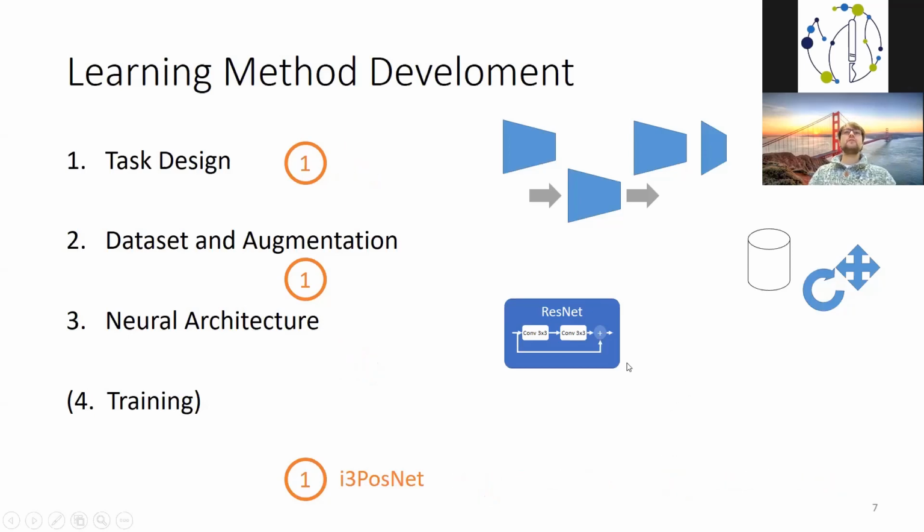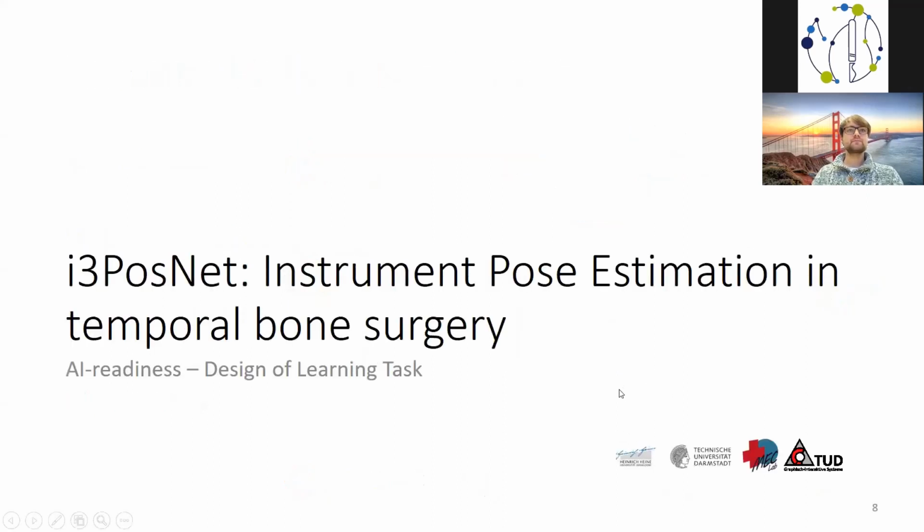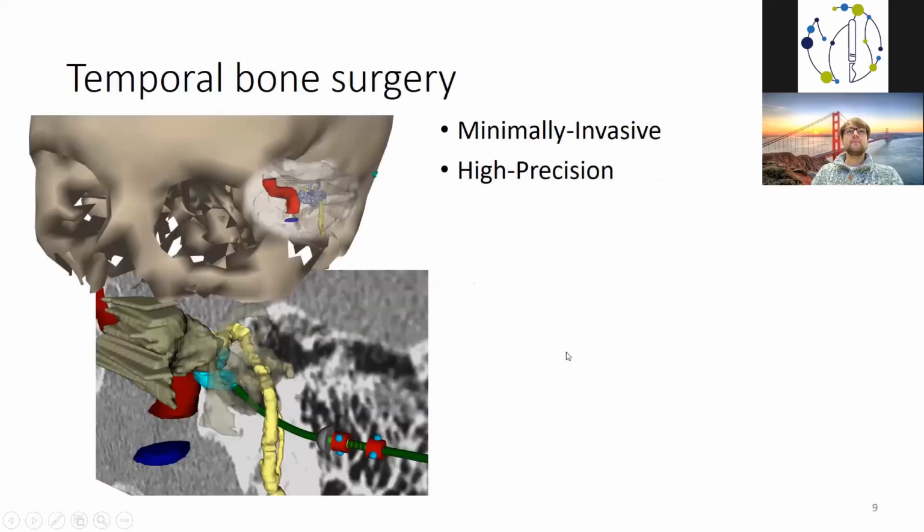With that introduced, I want to start showing our i3POSNet work. Generally, I've said that we're doing instrument pose estimation, but for which kind of problem are we doing instrument pose estimation? And this is for temporal bone surgery, and that is the bone that houses the sense of equilibrium, the ear, and obviously some nerves and arteries. And this is a prospective robotic surgery location or region of interest. And we were interested in introducing a robotic surgery scenario for that.